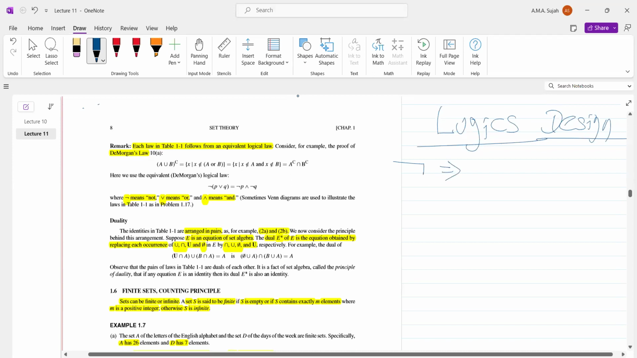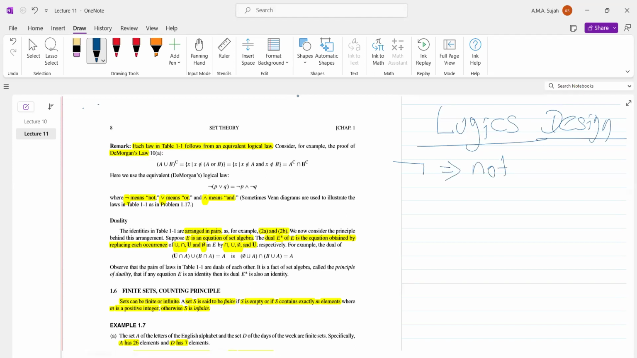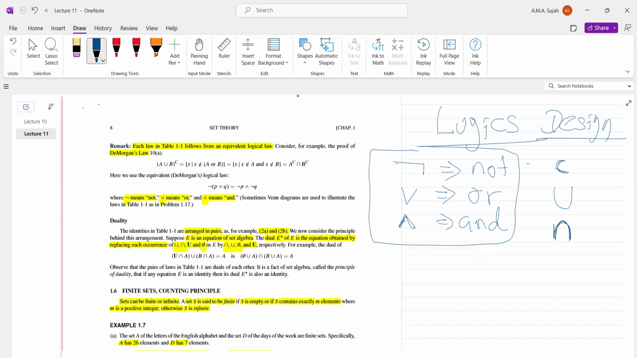So in logic, you learn some symbols, right? What do you mean by this symbol? This is the not symbol, right? If you have this or symbol, and this and symbol, these symbols you learn in logic are similar to set theory. So this not symbol is equal to, in set theory, complement. This or symbol, we can say union. This and symbol, we can say intersection.